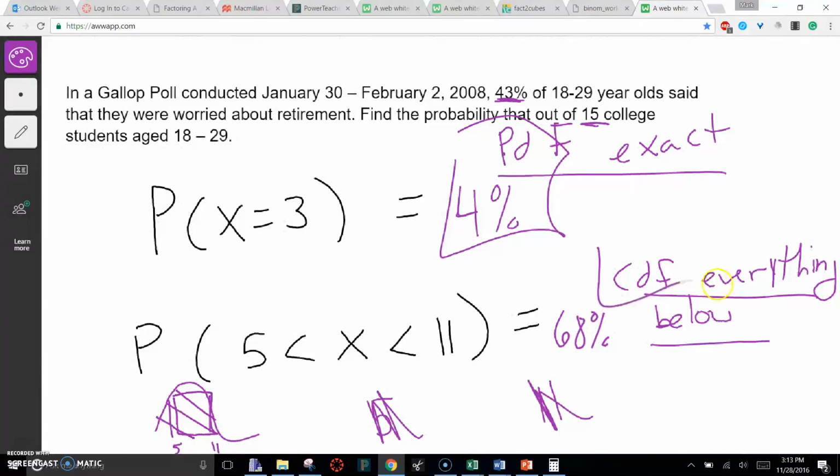So again, CDF is going to tell you everything below. It's going to give you a range. PDF will give you the exact answer. For CDF to really work properly, you want this thing to be approximately normal. But if it's not, we can still get an approximate answer. So try the different problems today and see if you can come up with some of the solutions.